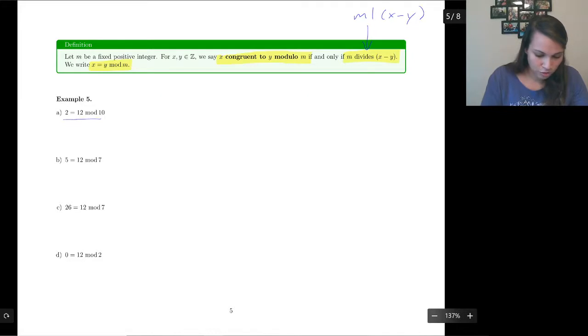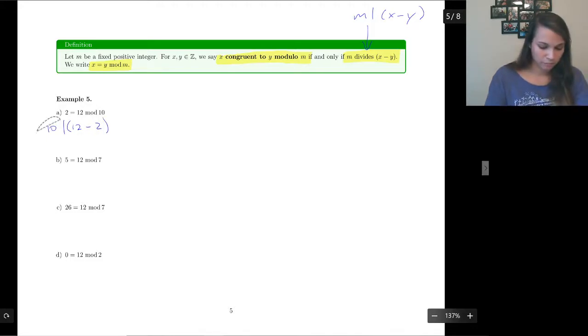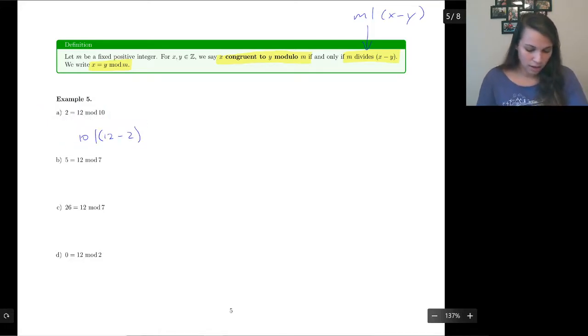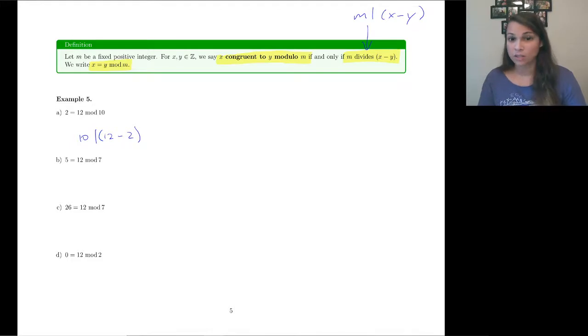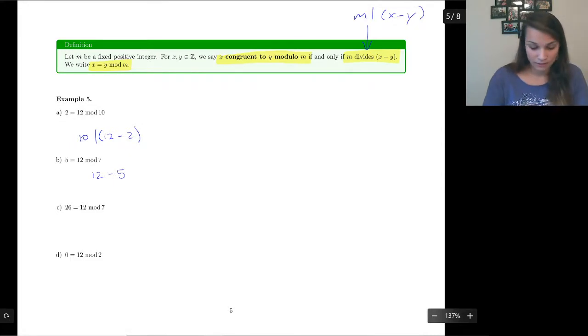We say that 2 is equal to 12 mod 10 because 12 minus 2, that would be 10. So 10 divides 12 minus 2. And then we can also do 5 is equal to 12 mod 7. Because if we do 12 minus 5, that's going to be 7 right there. So 7 divides that.